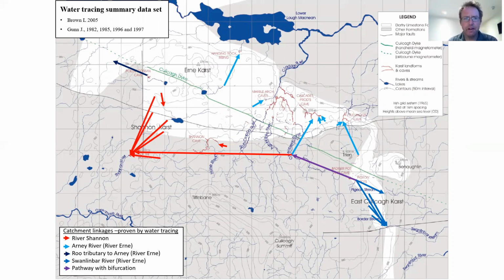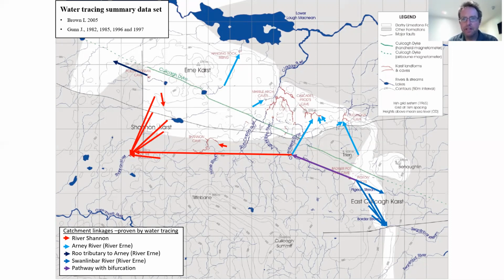This is a summary of the water tracing prior to the catchment care project. And as you can see, there was a significant amount of water tracing in the area. Most of this tracing was done manually. It was done by collecting water samples and analyzing them in the lab.